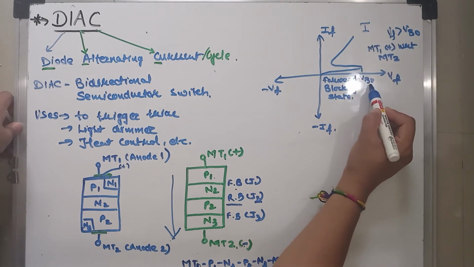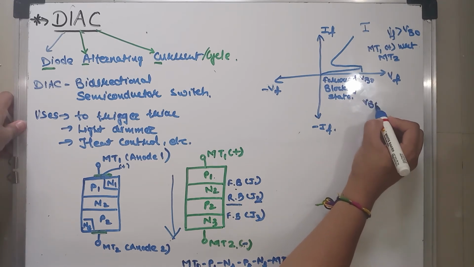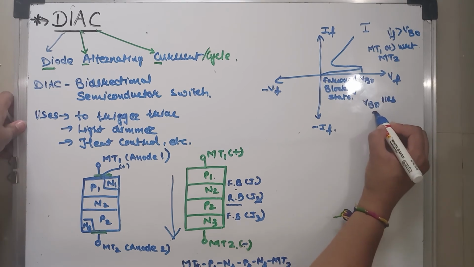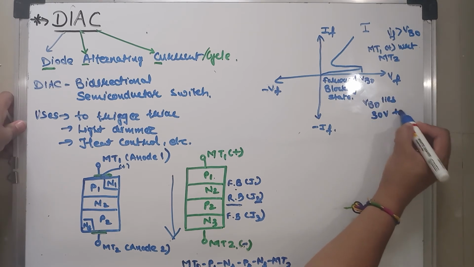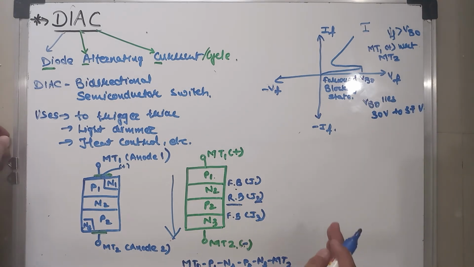Here is the breakover voltage. Basically, the value of the breakover voltage lies between 30 volts and 37 volts.